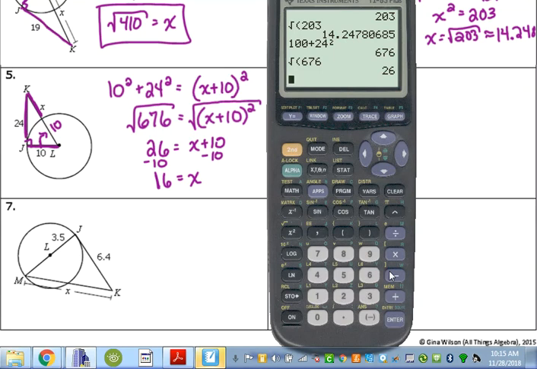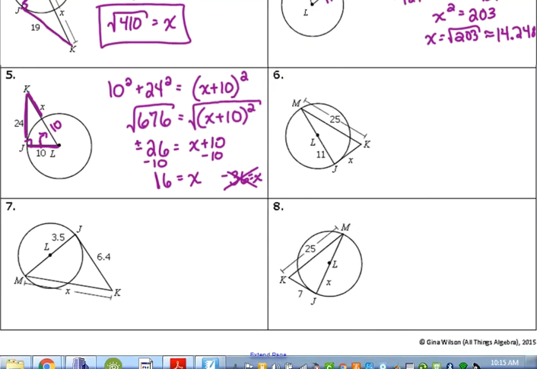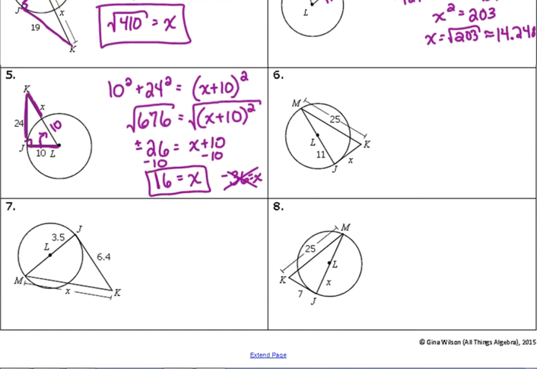Remember, when we factored, one of our answers was always negative. Now, technically, we should get a negative answer here. When we took the square root, we should have considered the positive and the negative. So 26 minus 10 is 16. Negative 26 minus 10 is negative 36. That should have been our other option, but again, x was a length, so it can't be negative. So we really only need to consider that positive 16.